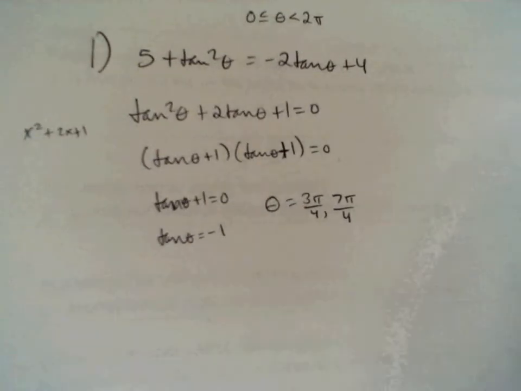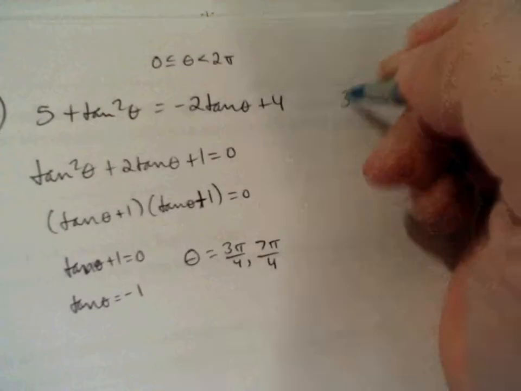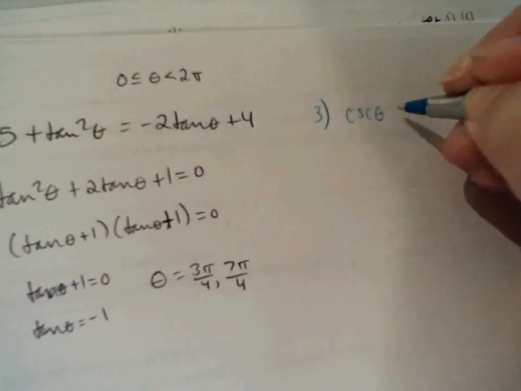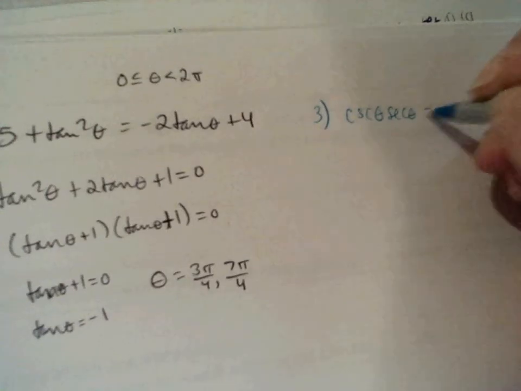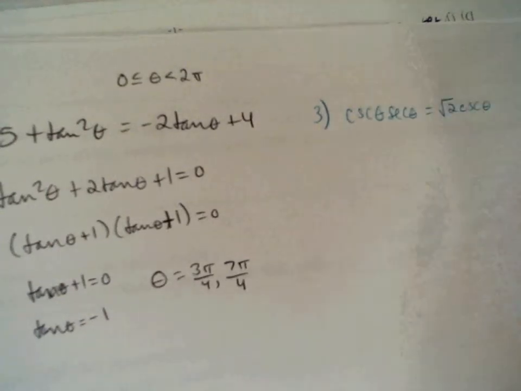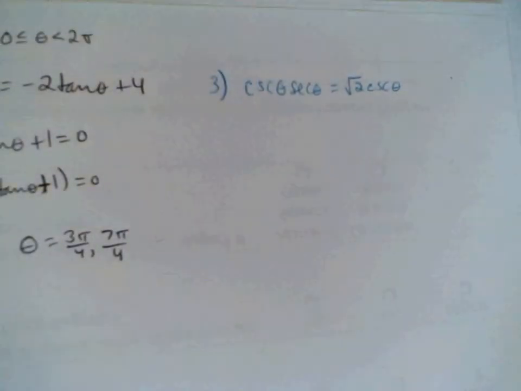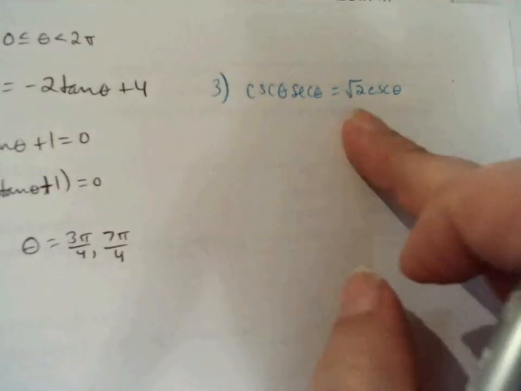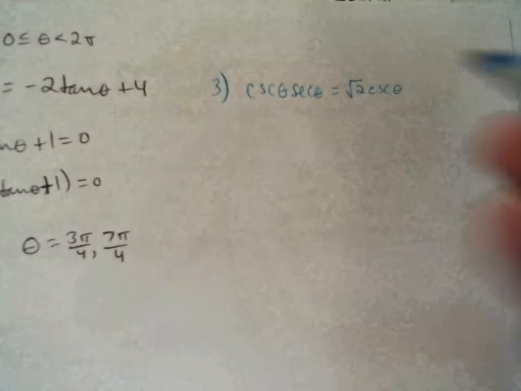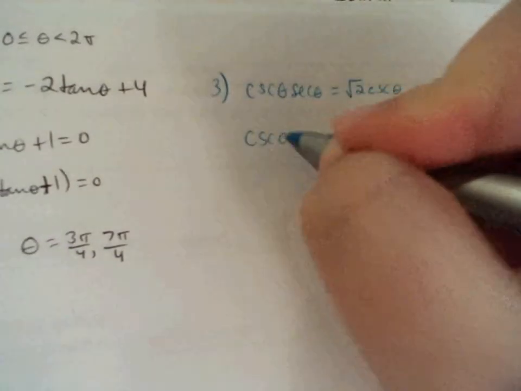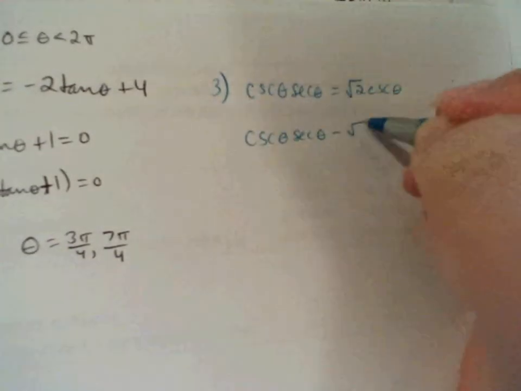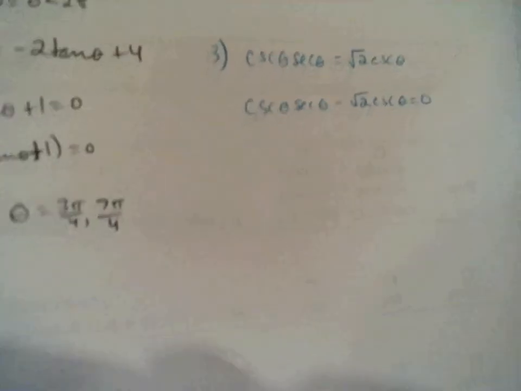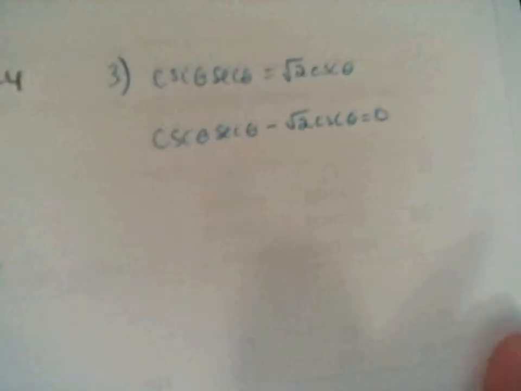Alright, number 3. Number 3 says cosecant theta times secant theta equals square root of 2 cosecant theta. Okay, so I've got two different functions going on here, cosecant and secant. I do only have 2 terms in that, like I've got this term with a product and then this term with a scalar multiplied by a cosecant. So what I want to do is I want to get them on the same side. Cosecant theta times secant theta minus the square root of 2 cosecant theta. And then I need to treat it as if I'm finding the greatest common factor, and I'm going to factor that out, okay?